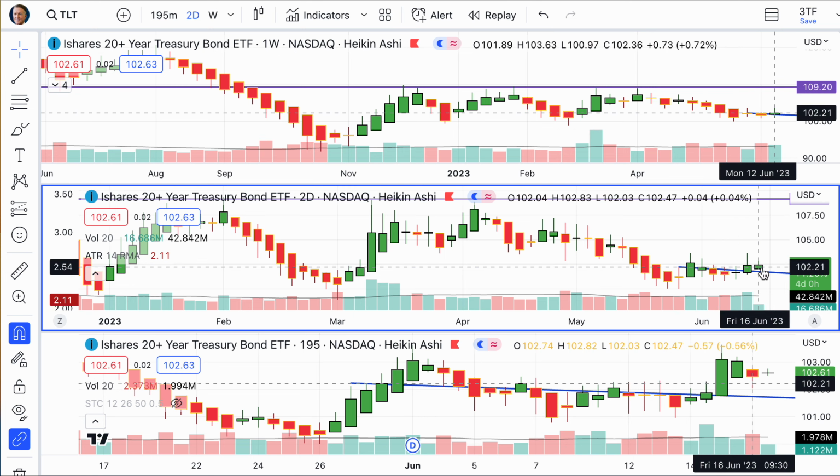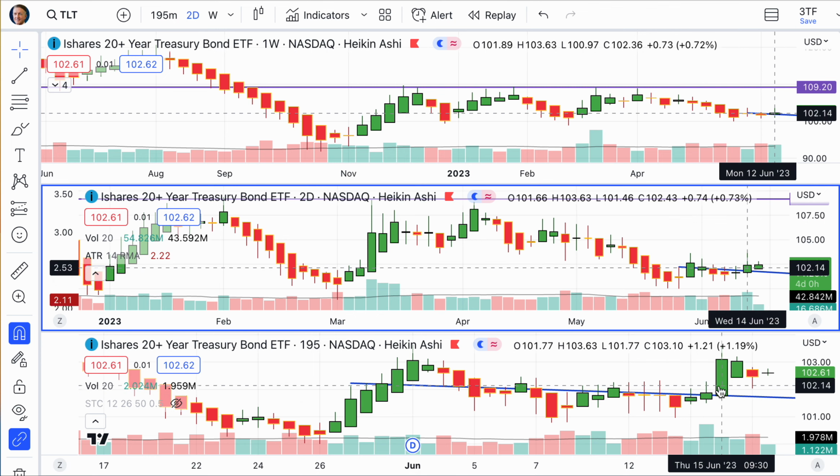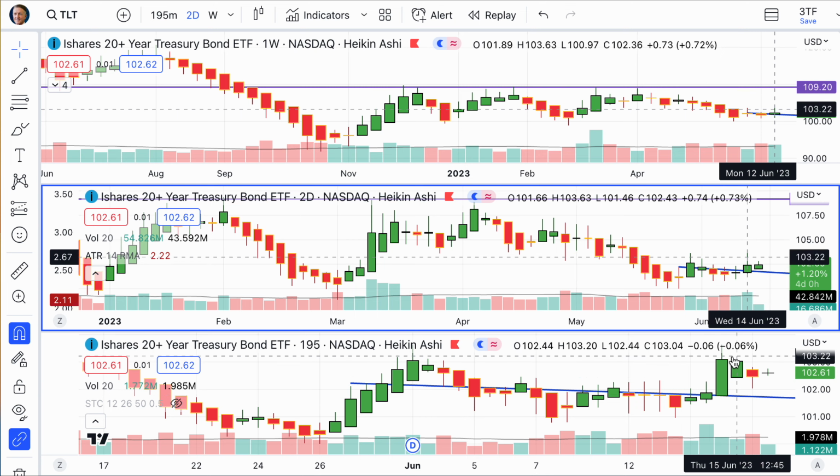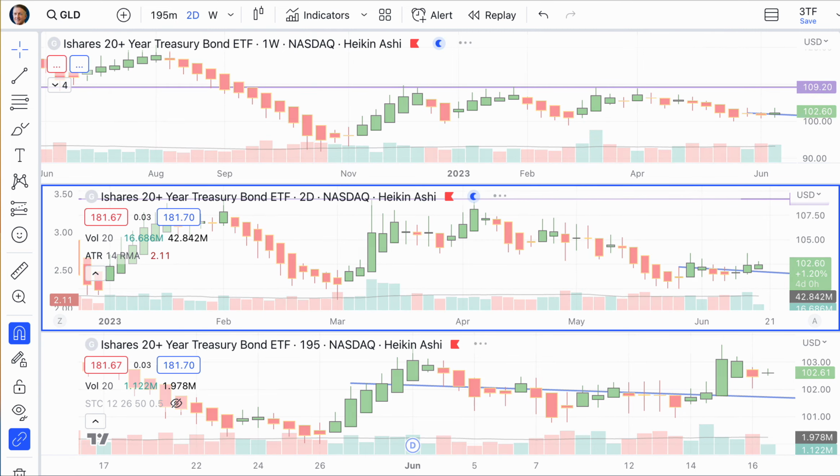We can see that we pushed up through on the 2-day chart. We've pushed up through the weekly trend line. Same on the half day. That really happened at the end of the day on Wednesday and then jamming up on Thursday, then down a little bit on Friday. Let's go to gold.